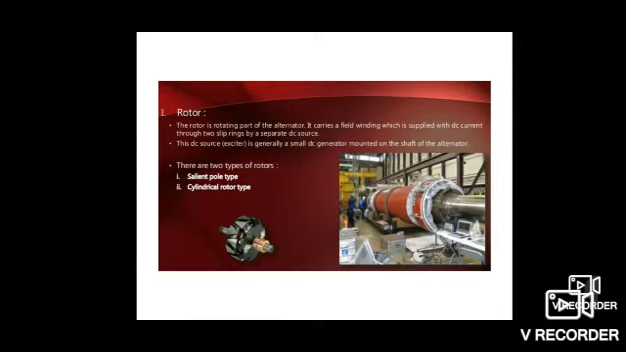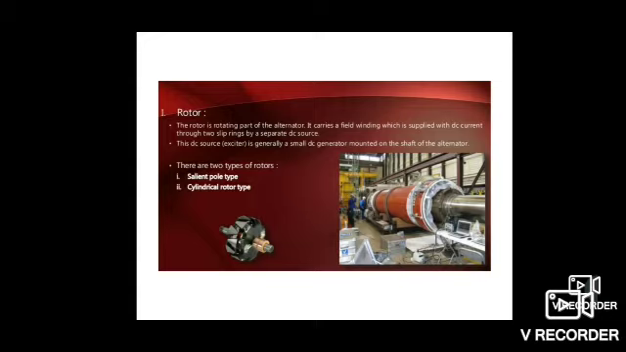So next one is rotor. The rotor is the rotating part of the alternator. It carries a field winding which is supplied with a DC current through two slip rings by a separate DC source. This DC source, that is the exciter, is generally a small DC generator mounted on the shaft of the alternator. See the diagram, it will be used in the power plant, that is the alternator used in the power plant.